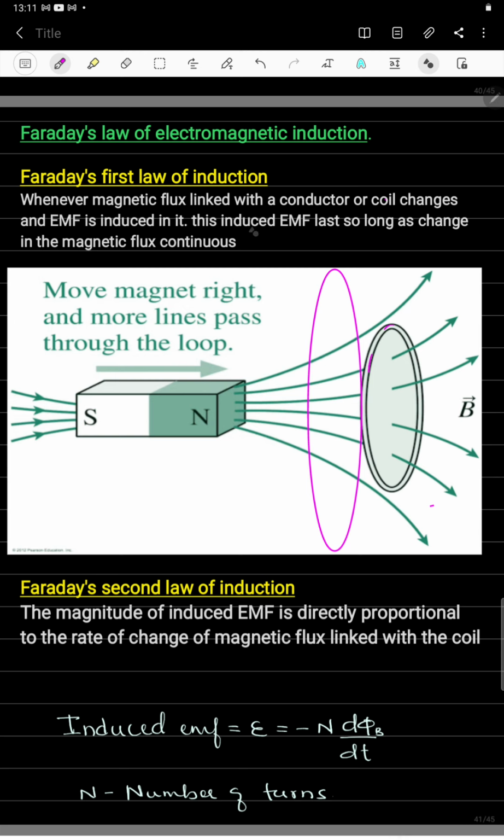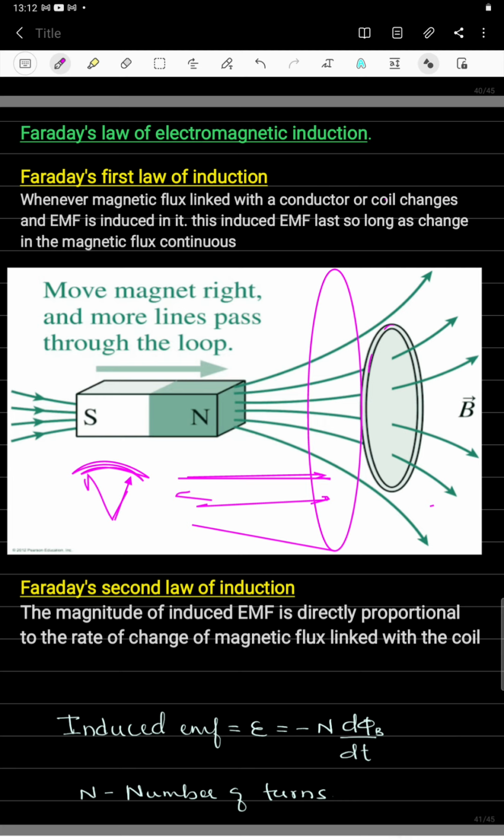That induced current and induced EMF last so long as the change in the magnetic flux continues. So if you are continuously moving the magnet into the conductor and taking it out, you will get a change in the current in the opposite direction as well as in this direction. So you will get changes in the conductor continuously. That gives the first law of Faraday's induction.